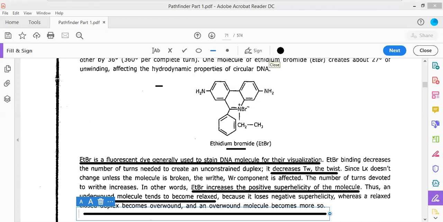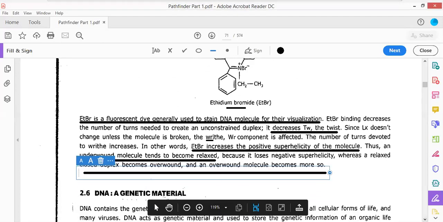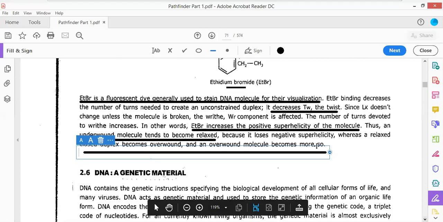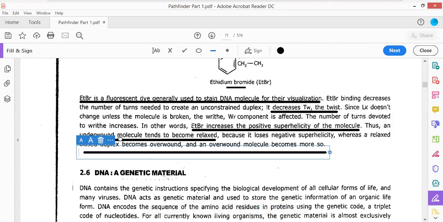There is a question from one of our students, sir: when ETBR binds to negatively supercoiled DNA, what will happen? It will relax the DNA. See what is happening in the case of a negatively supercoiled DNA molecule. If ETBR binds to a negatively supercoiled DNA molecule, it will lose its negative supercoiling and the DNA will get relaxed. ETBR increases the positive supercoiling, thus an underbound molecule.